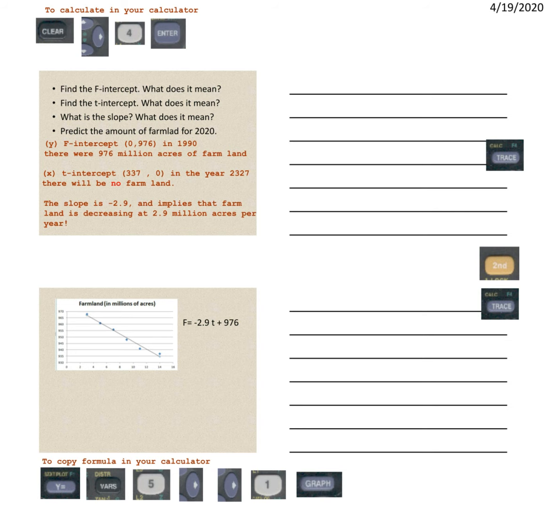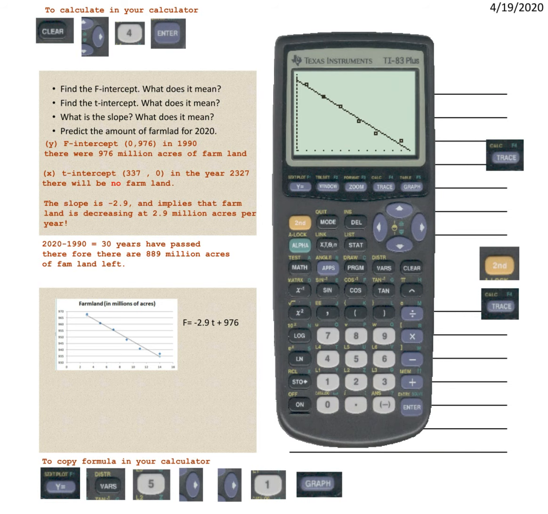Predict the amount of farmland for 2020. So 2020 minus 1990 equals 30 years. After 30 years have passed, if you put this into your calculator, let's try this one out. Let's bring back our calculator. I'll hit trace again. I don't want to be in the plot. I want to actually be in the graph. So I'll push up, and there I am at the y equals. I want to find out 30 years later by putting x as 30. So 30, enter. Uh-oh. It gives me an invalid error.